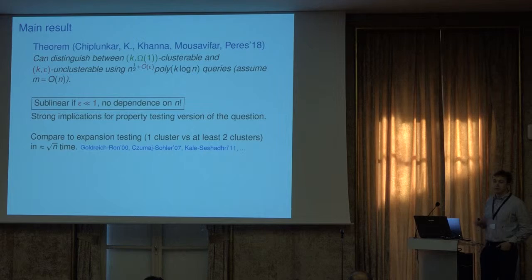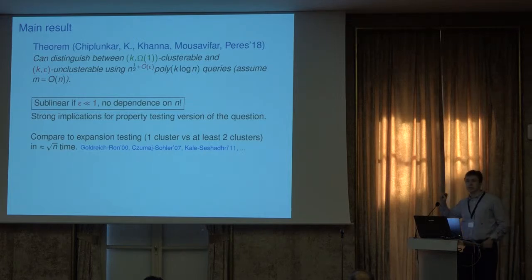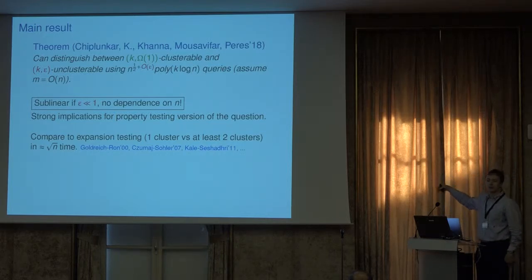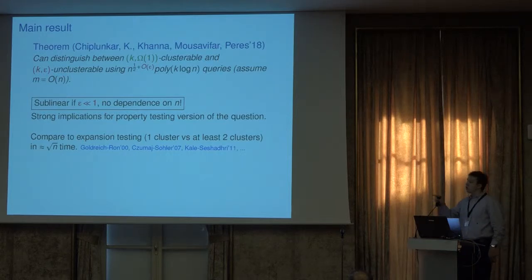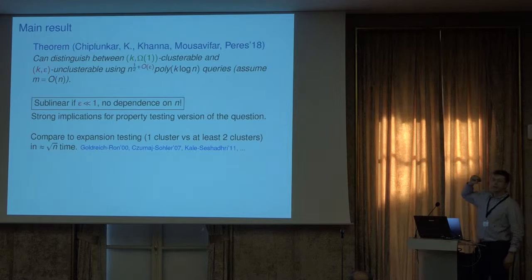It is very useful to compare this result to expansion testing, which is the problem of distinguishing between a graph that is one clusterable, so it's a good expander, and a graph that has at least two clusters with sparse boundaries. So this problem has received a lot of attention in the literature, and one should note that for some version of expansion testing, we know how to solve the problem in roughly square root n time. So the natural question is: is this dependence on epsilon in our result necessary, or is the algorithm slow?